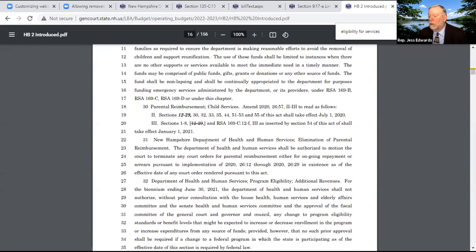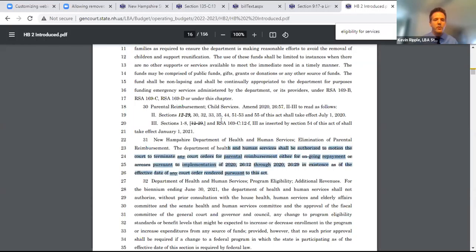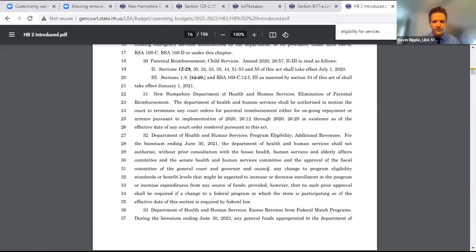Okay. And sections 30 and 31, here on lines 18 and 22, relate to parental reimbursement of services provided to children in need of services. This allows the department to motion the court to terminate any such orders for parental reimbursement. And again, I would ask the department for more detail on those sections.